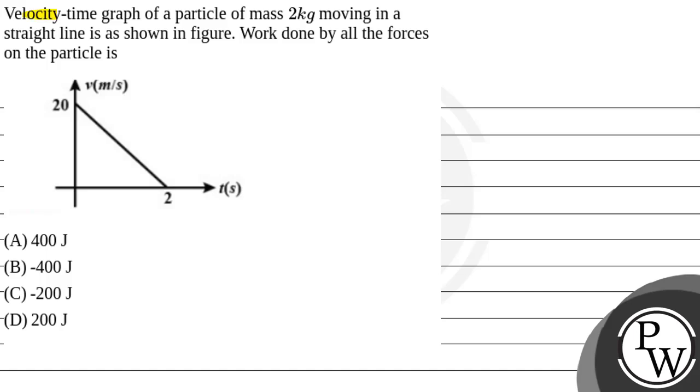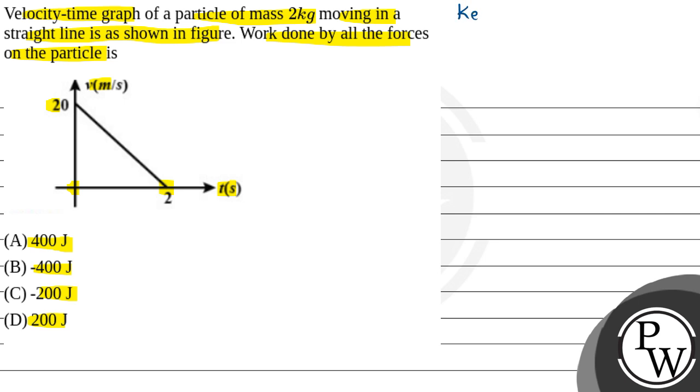Let's read the question. Velocity time graph of a particle of mass 2 kg moving in a straight line is shown in the figure. Work done by all the forces on the particle is. This is the velocity time graph. Velocity is 20 at time t equal to 0 and velocity is 0 at time t equal to 2 seconds. And we have to find out the value of work, that is option 400 joule, minus 400, minus 200. Okay, so which one of the following options is correct here?